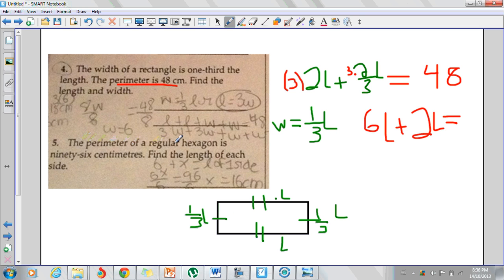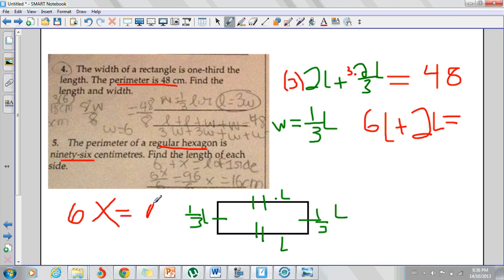For number 5, it says the perimeter of a regular hexagon. So right away, what's a regular hexagon? It's a 6-sided figure which has all the same sides. So if one side is x, how many of them do you have? 6 times that. So it's going to be 6x equals a total of 96 centimeters.